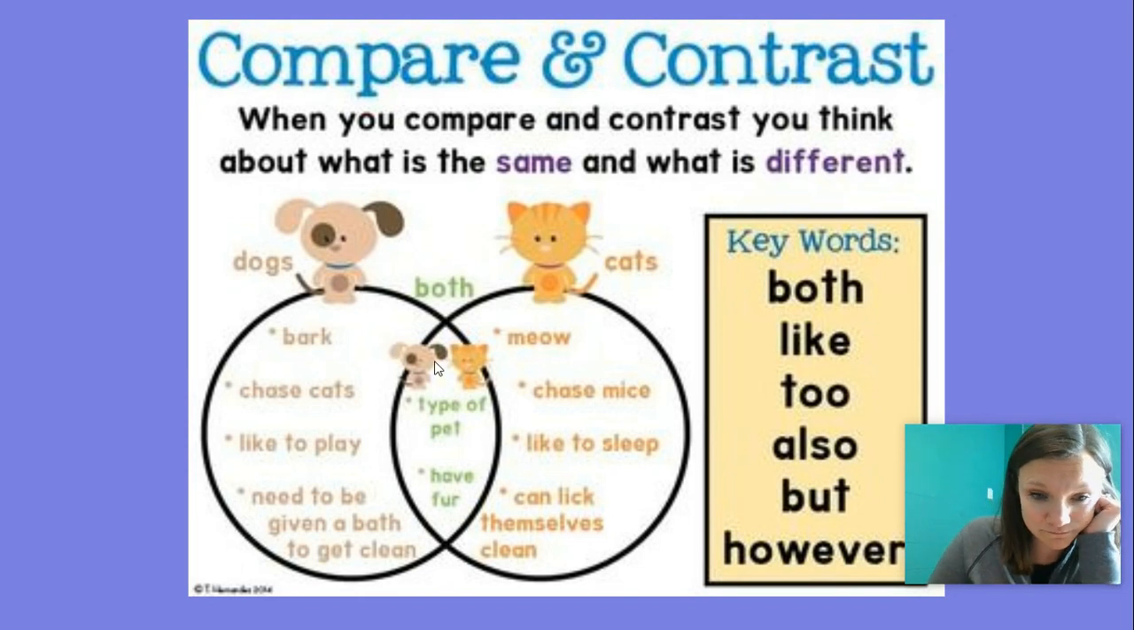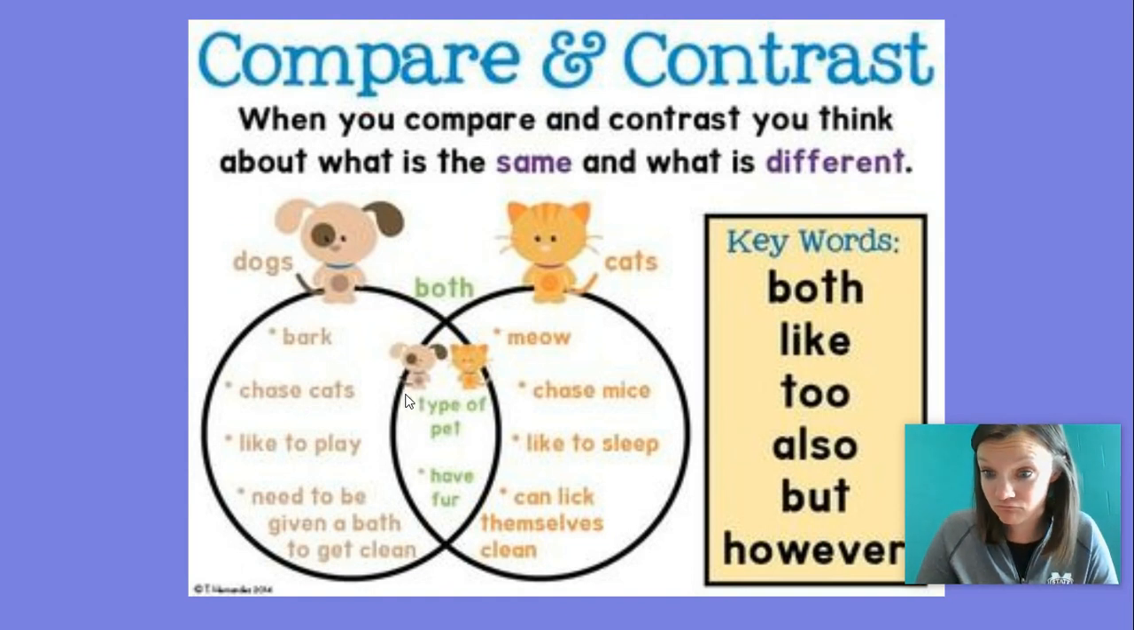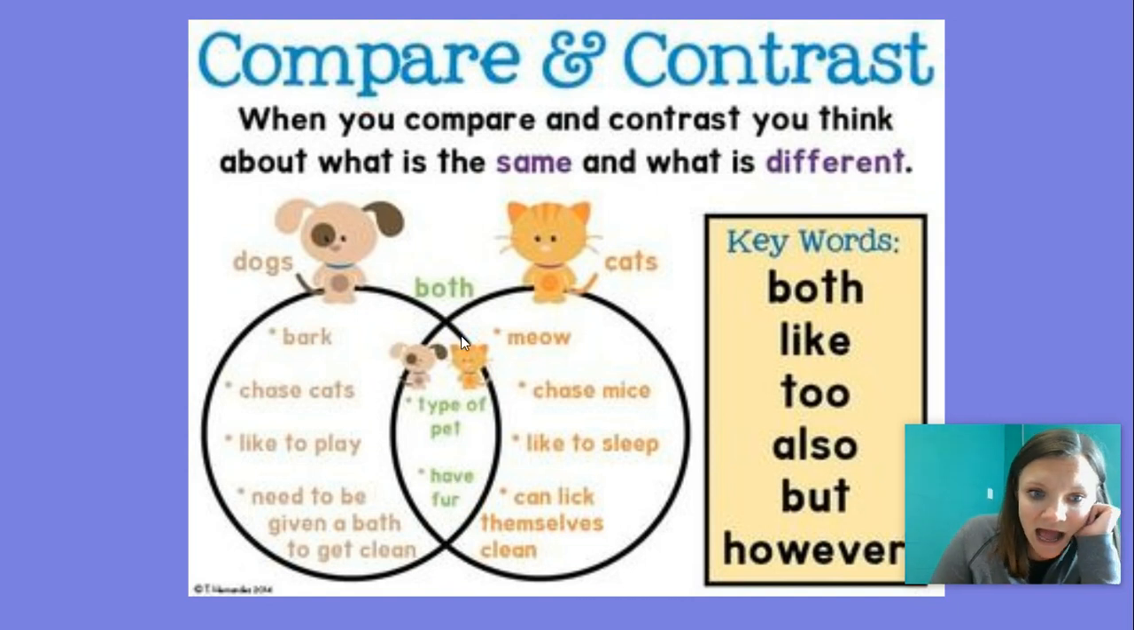Listen as I read them. Both dogs and cats are a type of pet. That's how they're the same. Both dogs and cats have fur. How they're the same. So I only have two reasons how dogs and cats are the same or similar.